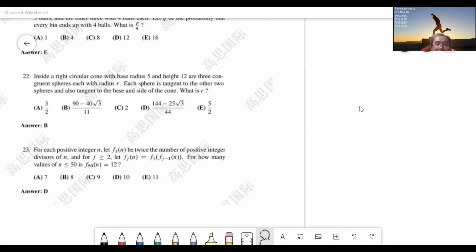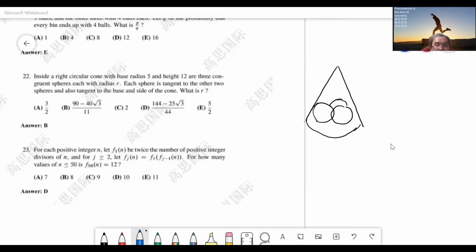Okay, so question number 22. Inside a right circular cone with base radius 5 and height 12 are 3 congruent spheres, each with radius r. Each sphere is tangent to the other 2 spheres and also tangent to the base and side of the cone. What is the radius r?